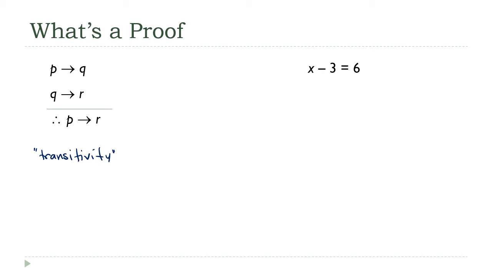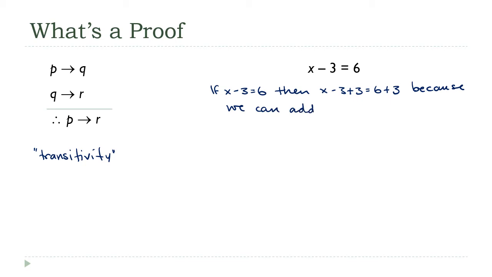I would start this with: if x minus 3 equals 6, then x minus 3 plus 3 equals 6 plus 3, because we can add a number to both sides of an equation. That would be my first step, right?